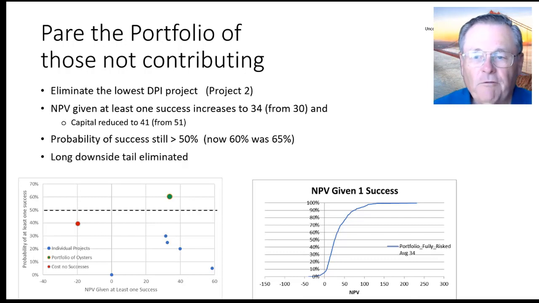So let's pare down the portfolio by project 2. What does this do for us? The NPV, given at least one success, increases to 34 from 30, and the capital is reduced to 41 from 51. The probability of success is still greater than 50. Here's this success case, more than 50. It's now 60 rather than 65, however. We did get rid of this long downside tail that we had before, and the probability of losing money is less than it was before, maybe 5% now rather than 10.